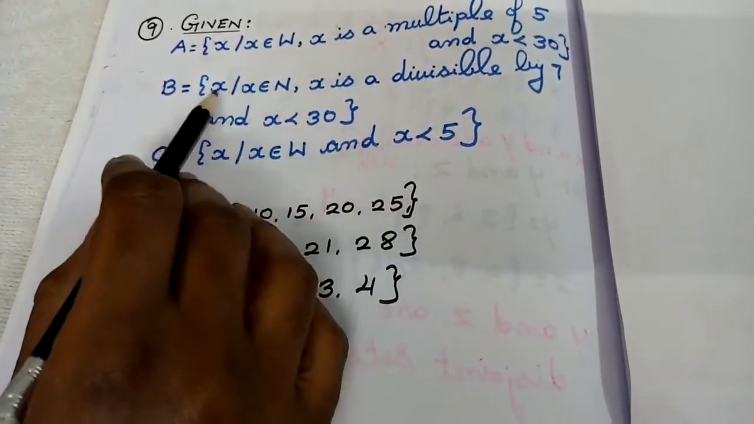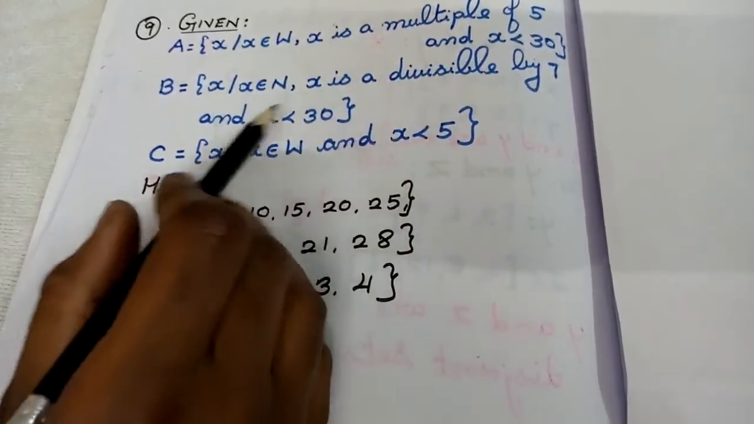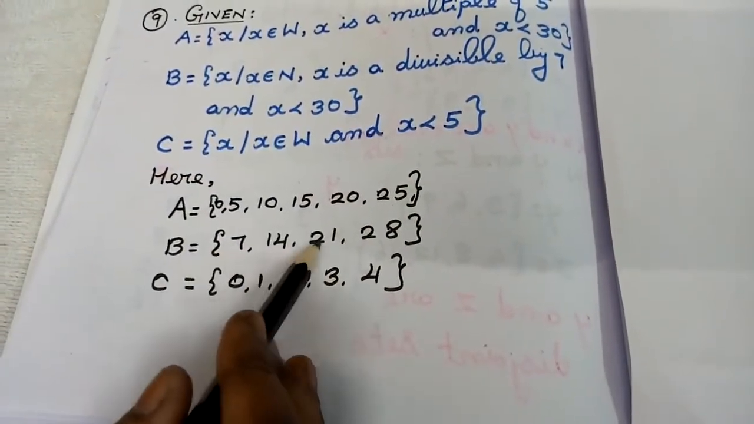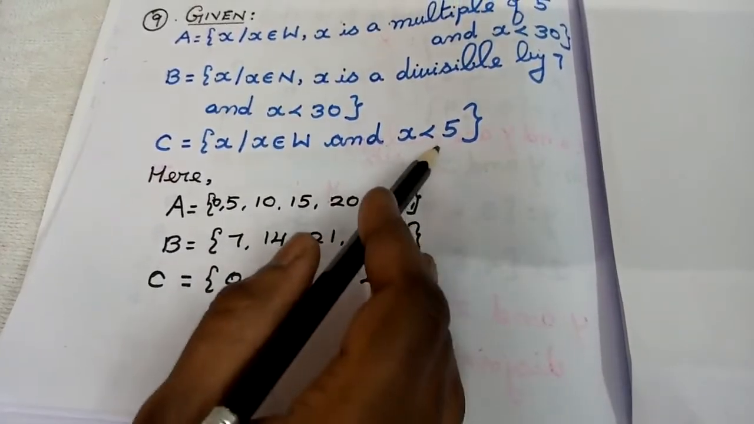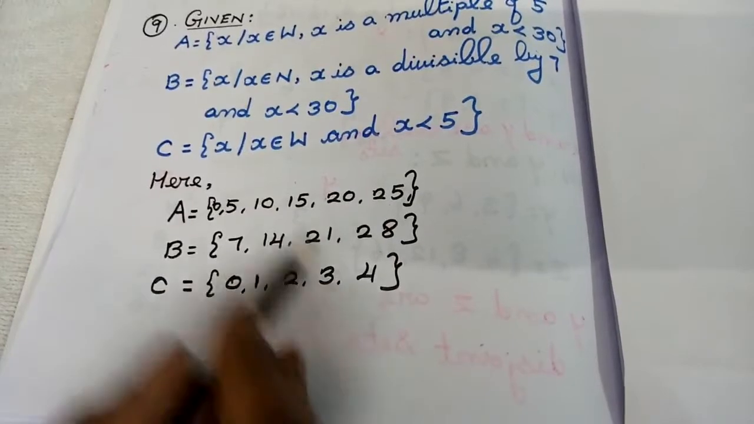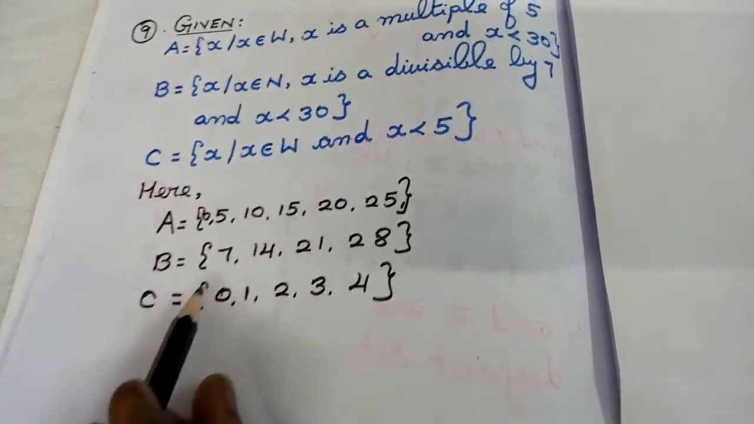The second one is B. X is divisible by 7 and X less than 30. Divisible by 7 means 7, 14, 21, 28. Less than 5, X belongs to whole number. Less than 5 means 0, 1, 2, 3, 4. So from this I am taking out the elements here, students.